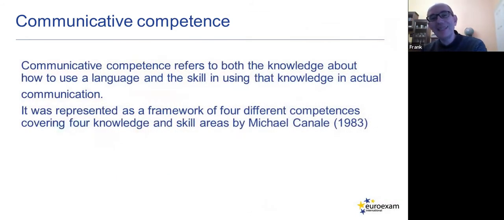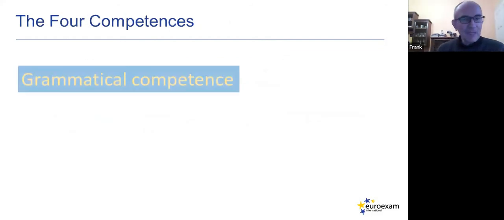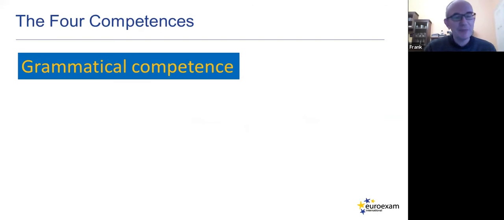Hymes' original idea was later developed by other researchers, particularly a man called Michael Canale, into four distinct skill areas. Even though this dates back four decades, I think these skill areas still give a good description of the skills that our students need to be good at in order to be good communicators orally in their second language. So what are these four competencies? Well, the first one we are all familiar with, perhaps a bit too familiar with, and that is grammatical competence.